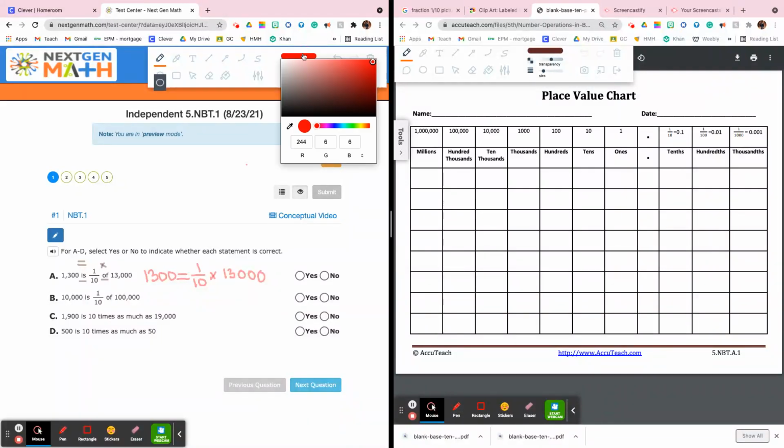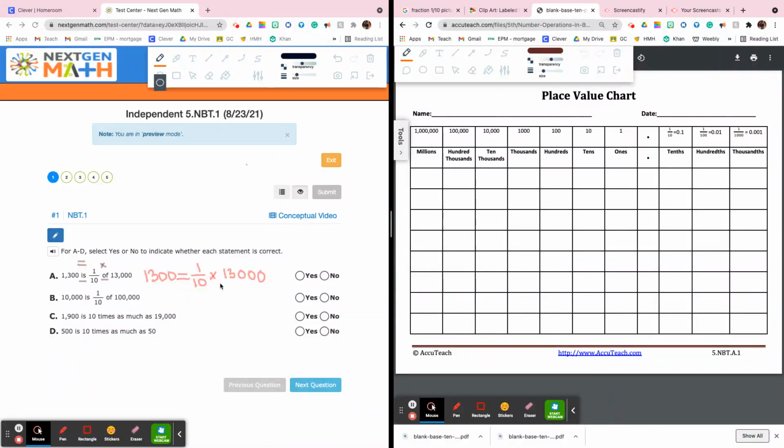Now, a lot of you guys have this question. You ask, Ms. R, I don't know which number you're talking about. I don't know if I have to add the 13,000 or the 1,300. We add the number that's inside the equation. So we're going to always add the number that's inside the equation. In this case, it's 13,000.